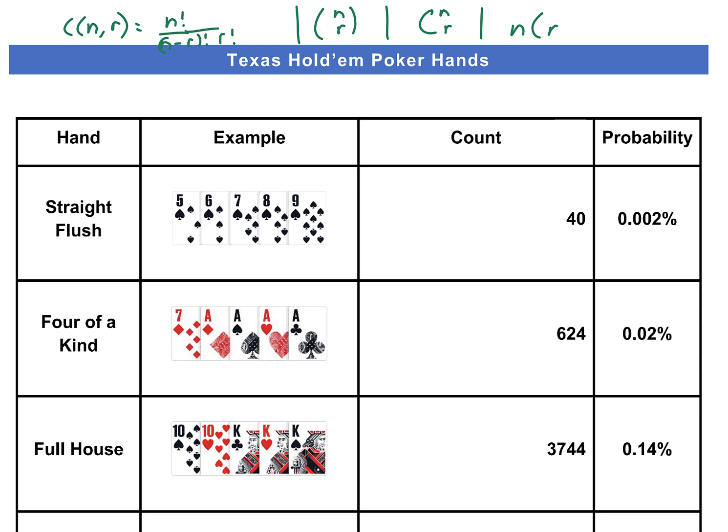Okay, so let's start right away with the straight flush. A straight means you have 5 cards that follow each other. So in this example, we have 5, 6, 7, 8, 9. A poker hand always holds 5 cards. And the flush part means that they're all spades.